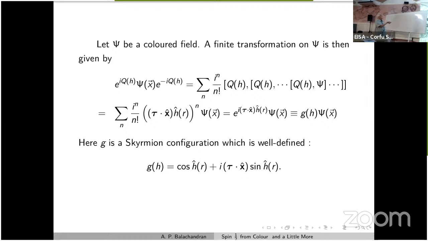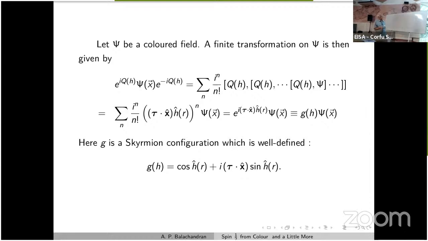Suppose the psi belongs to the SU(N), the basic representation of SU(N). Then each term is multiplied by tau dot x hat. So I get the series multiplying this psi, which I can sum, and I get this expression. So the finite transformation on psi due to this exponential I Q is this object here. Call this object G of H. Now tau dot x hat squares to one, so one can actually calculate what it is. And one sees immediately that this G of H is the familiar Skyrmion physics transformation. So G of H is cosine of H hat plus I tau dot x hat sine of H hat.